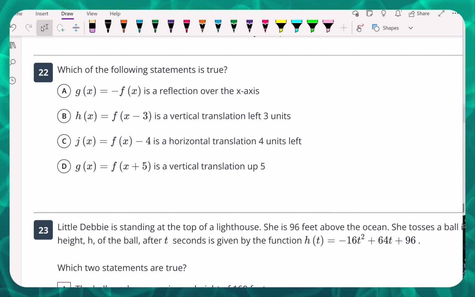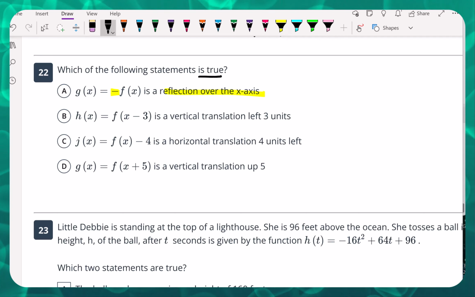All right, the next one is testing your ability to understand function notation. Which one is true? So that means 3 of them are false. If you have a negative in front of the function, that means you're going to reflect over the x-axis. This is absolutely true. This one, you are going to be going to the right 3, so not left. This one, you will be going down 4, not left. And this one, you're actually going to be going left 5, and this says up 5. So these are all false.